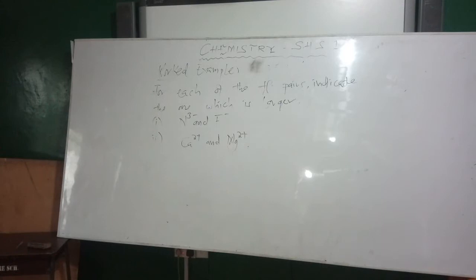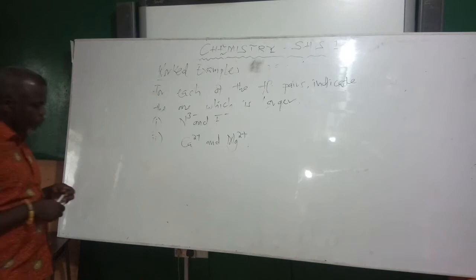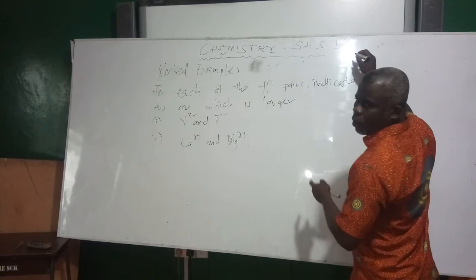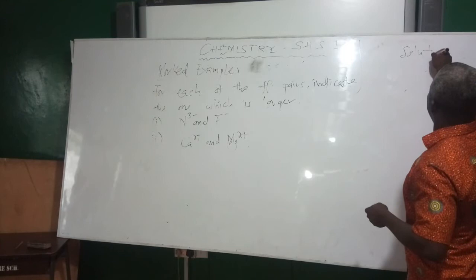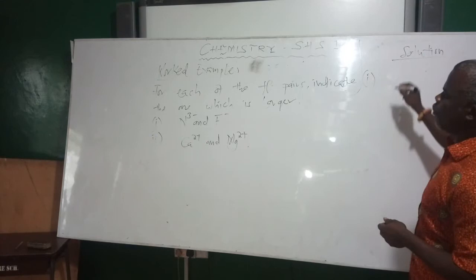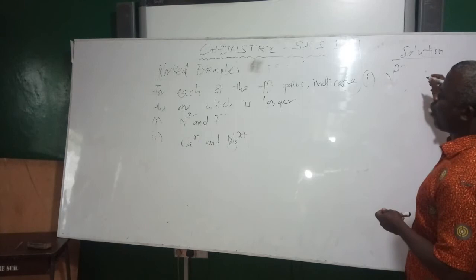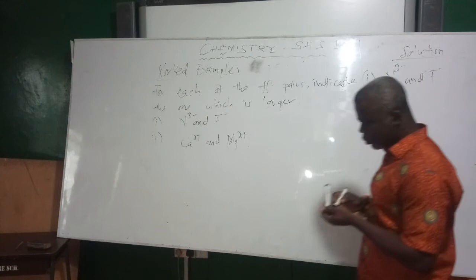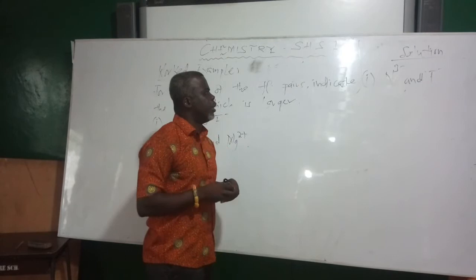It says that for each of the following pairs, indicate the one which is larger. We are going to use the proton-electron ratio to do it. First one, we are given N3-, that's a nitride ion, and F-, the fluoride ion. So what we do is get the number of protons for the nitride ion.